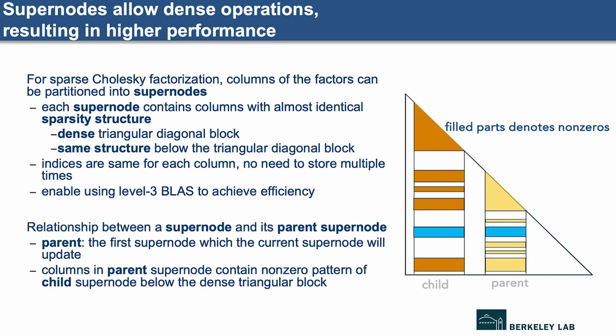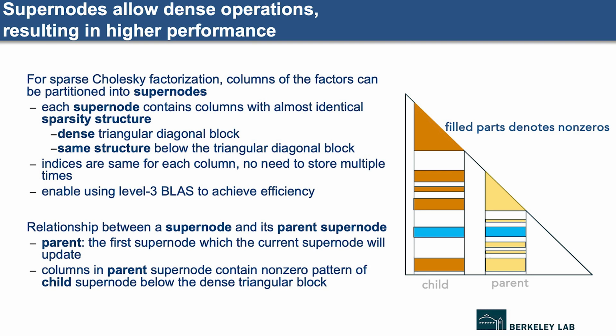And for sparse Cholesky factorization, supernodes are an efficient way. They provide efficiency, and each supernode has dense parts. So their sparse structure is almost identical. There's a dense triangular block at the top, and below that, the sparse structure is the same for each column. Here we show two sample supernodes in the picture.